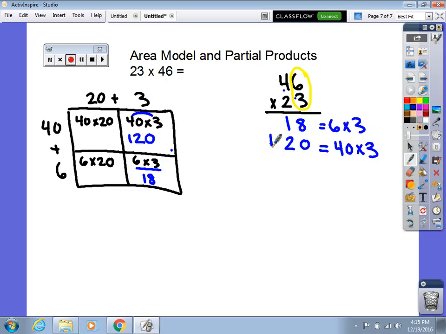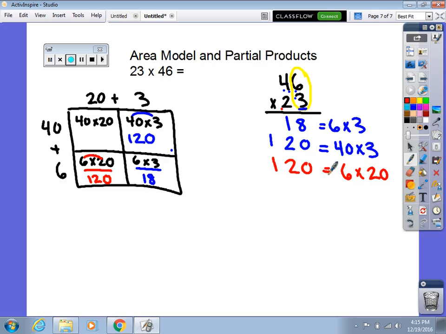I have 2 problems left. I'm done with this 3. I've already used this 3. I don't need to use it anymore. Now I have to multiply both of the top numbers by this 2. And that's not just 2, it is 20 because it's 2 tens. So my next problem is going to be 6 times 2 tens, which is 20. And if I look over here at the area model, here's that problem here. 6 times 2 is 12, and 0. I have 120 again.